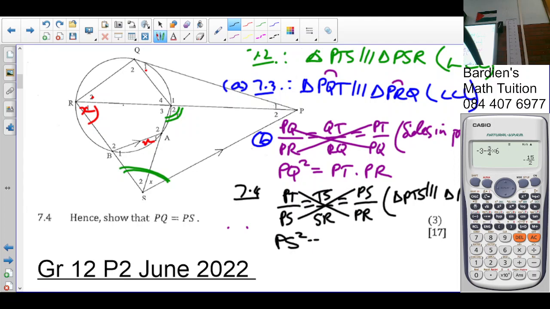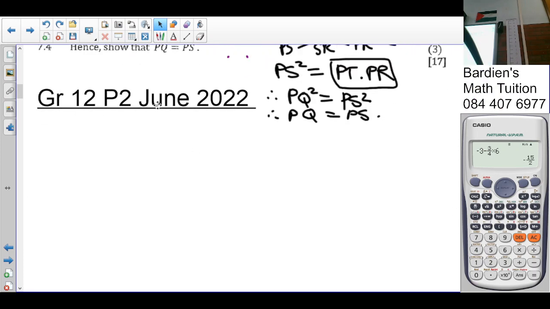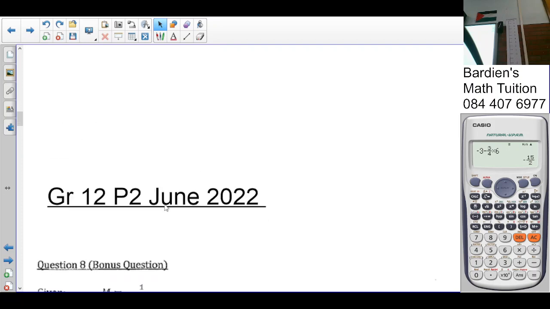So PS squared is equal to PT times PR. But what we notice is that PT times PR, PT times PR. Can you see the link there? So which means to say if that is the case, therefore PQ squared has to be equal to PS squared. So therefore PQ is equal to PS. Okay. Let's go to the next question. This is a bonus question.